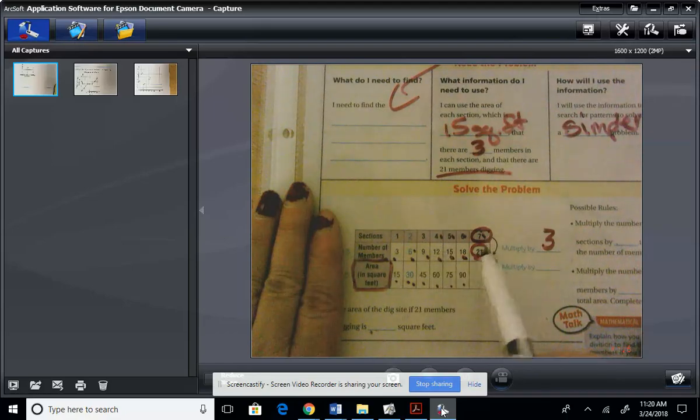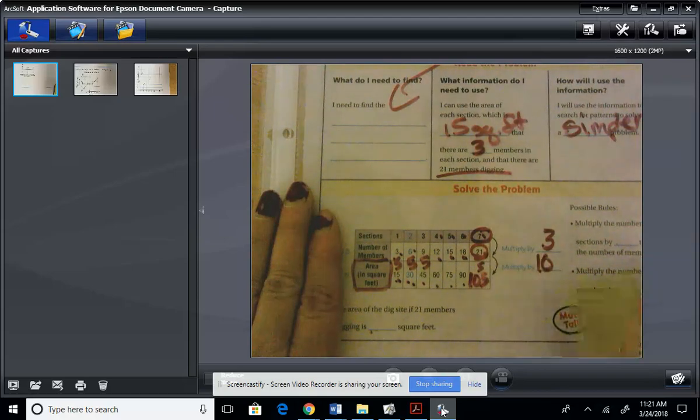Well, I'm multiplying here. I look. 3 times what gets me to 15? 5. Does that pattern continue? 6 times what got me to 30? 5. Yes, the pattern keeps going. So I just have to go to 21 times 5. What is that? 105.